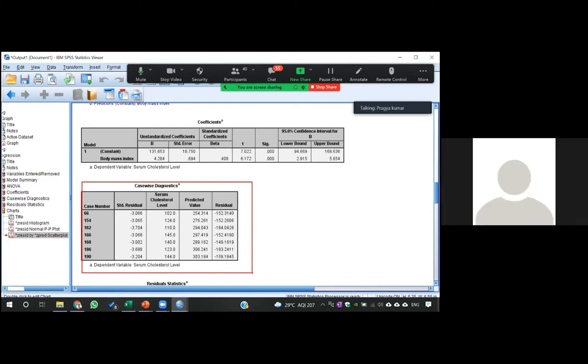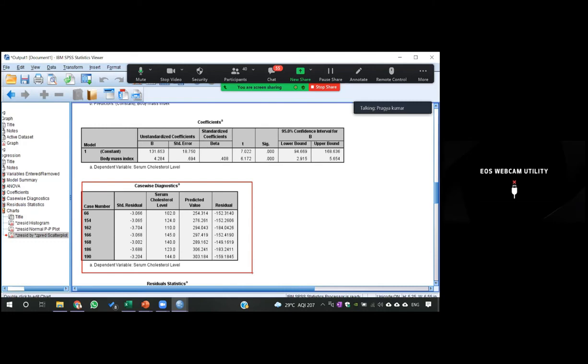Okay, ma'am. In case number 154, the predicted value of serum cholesterol is 276.261, but the observed value in the data is 124. If we subtract the predicted from the observed, we get the unstandardized residual of minus 152.2606, which is represented in the final column. And if we standardize it in terms of the standard deviation, then we get minus 3.065, which is in the column of standard residual.